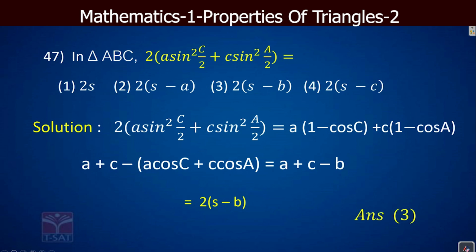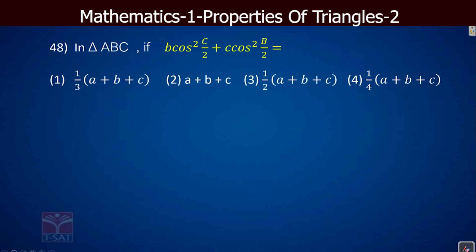So option number 3. Next, in triangle ABC, b cos²(C/2) + c cos²(B/2) is equal to: 1) 1/3 (a + b + c), 2) a + b + c, 3) half of (a + b + c), 4) 1/4 (a + b + c).